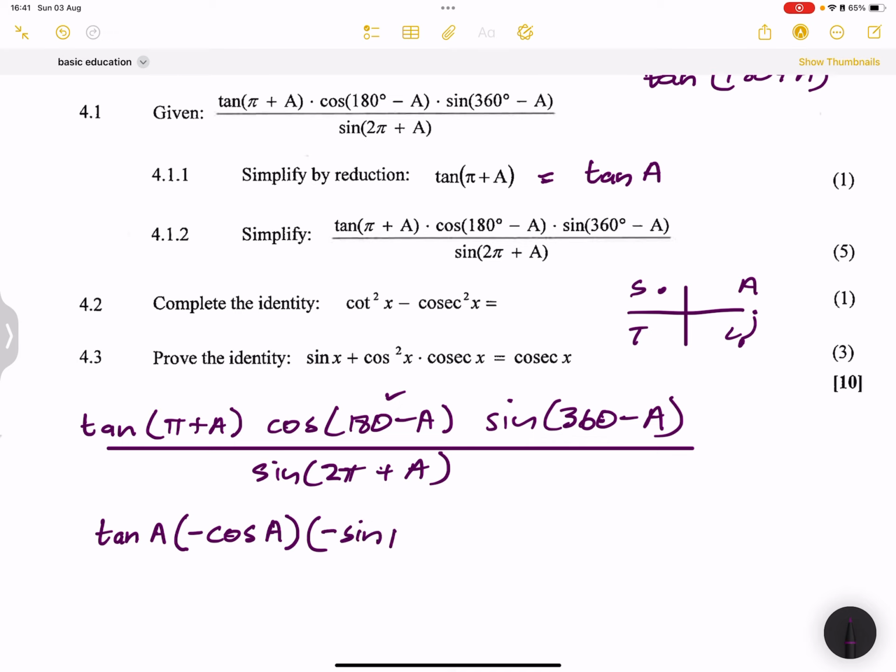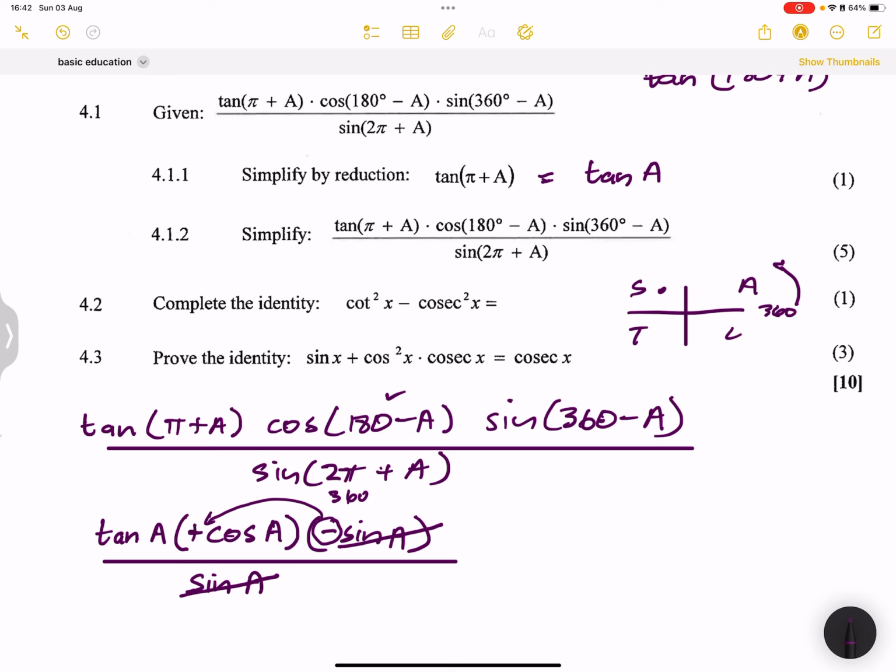And finally, at the denominator, 2 pi is the same as 360. So this is sine of (360 plus a). There's 360 plus a, that's in the first quadrant. So that means this is the same as just sine of a. So in this case, I'm going to cancel out sine a and sine a, but remember we still have that negative, which when we multiply with that other negative makes it positive.